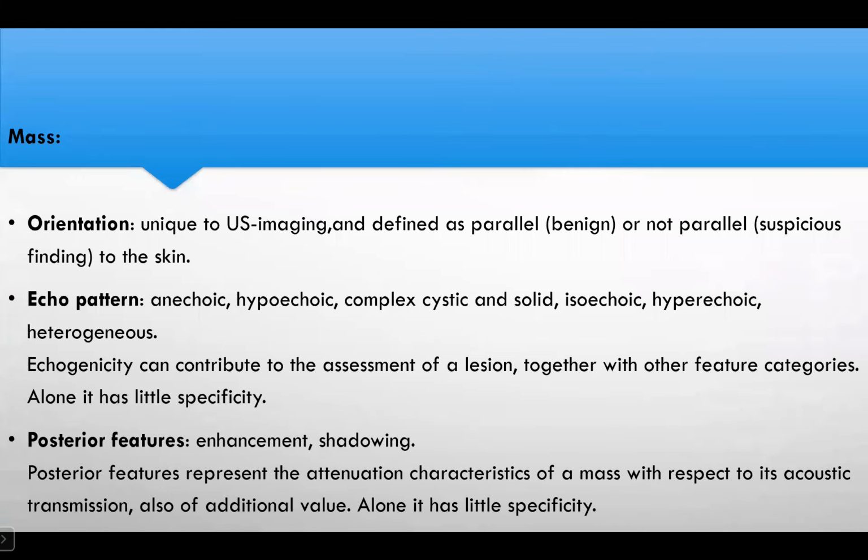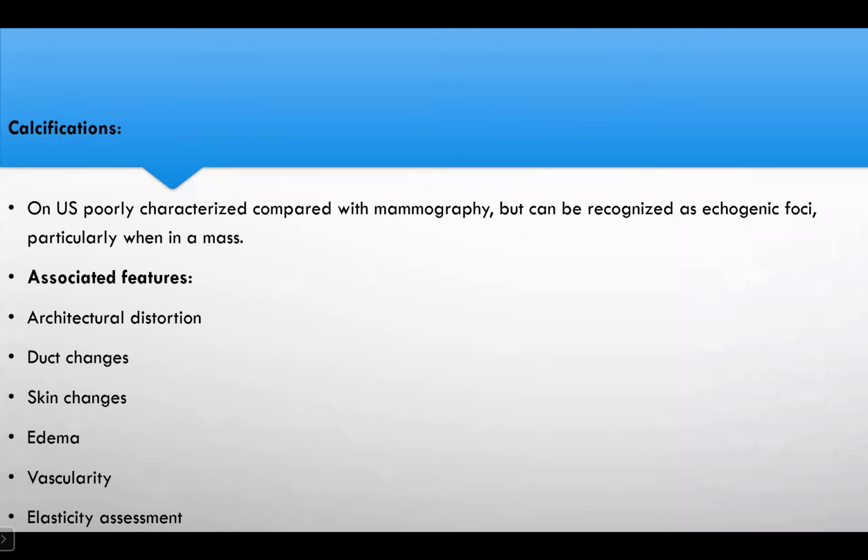For a mass in ultrasound, there are specific features to be mentioned. Orientation is unique to ultrasound imaging and is defined as either parallel, which is benign, or antiparallel, which is malignant. The echo pattern is anechoic, hypoechoic, complex cystic and solid, and so on. Echogenicity can contribute to the assessment of the lesion together with the other finding categories. Alone, it has little specificity. Posterior features such as enhancement and shadowing also represent the attenuation characteristics of the mass with respect to its acoustic transmission. Also of additional value, alone it has little specificity.